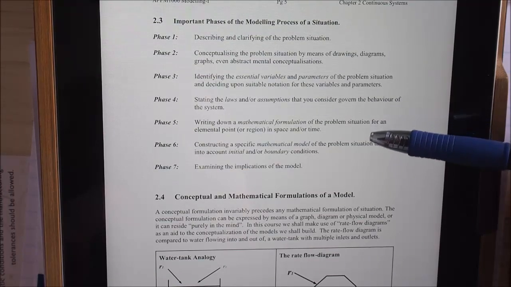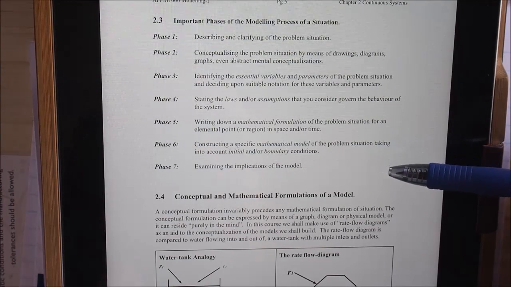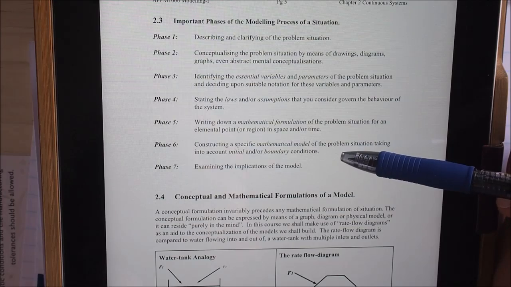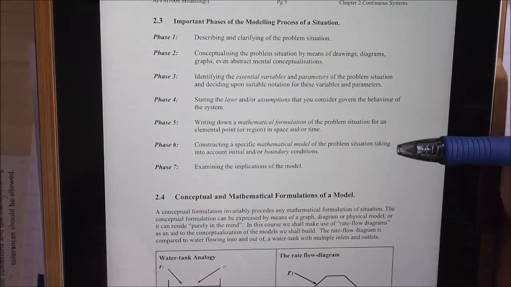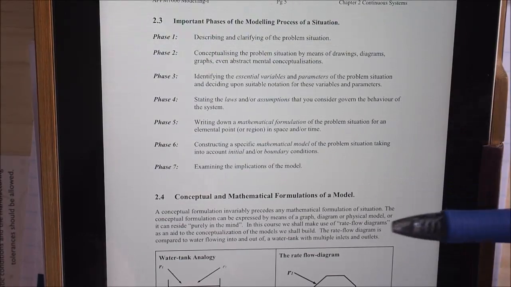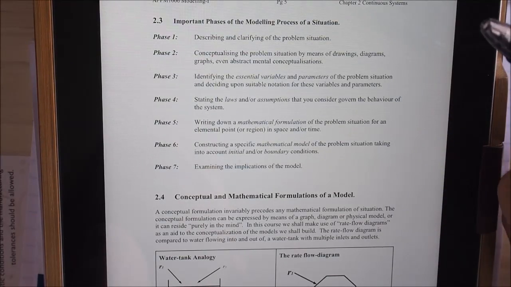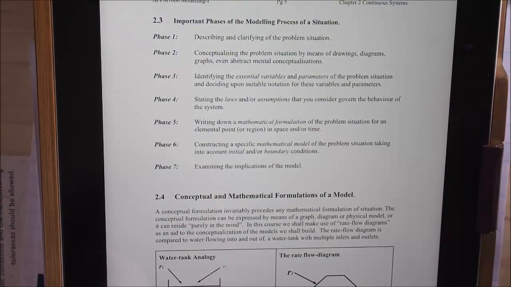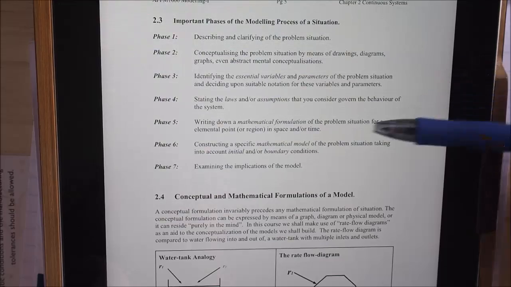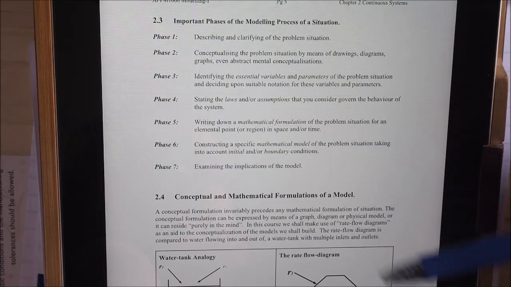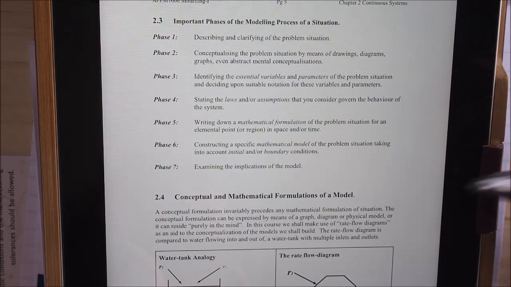So, constructing a specific mathematical model for the problem situation, taking into account initial and boundary conditions. Here what we're going to do is impose, well, was the ball dropped? Did it have an initial height? Was it thrown? Did it have an initial velocity? Was it dropped from a height and thrown down, for instance? So it'll have an initial height and initial velocity. Basically we're just embedding in those the initial conditions of the problem.